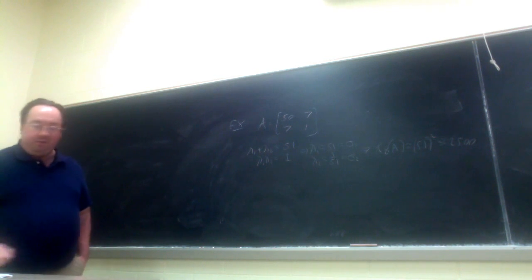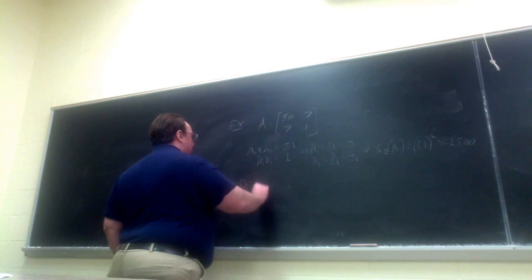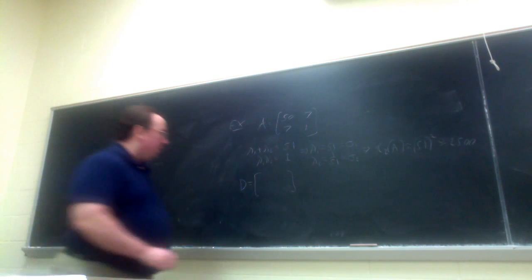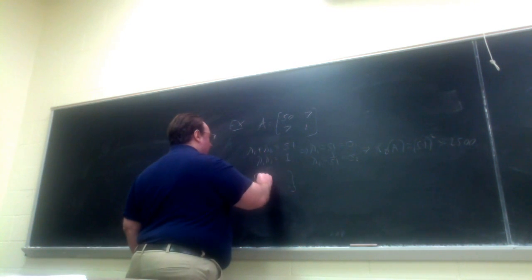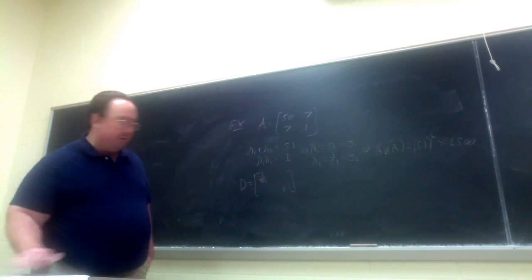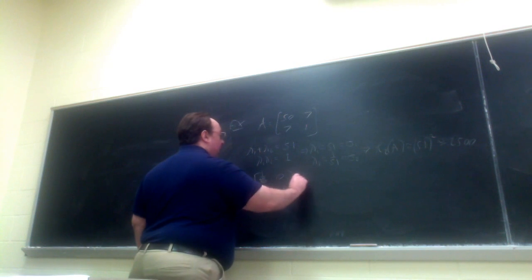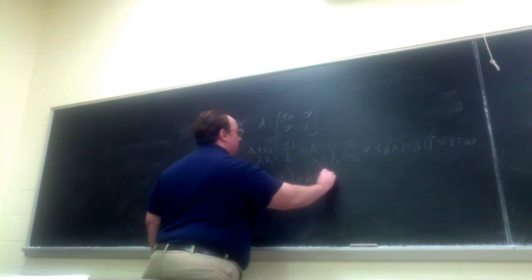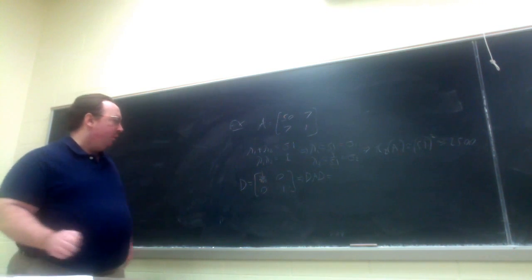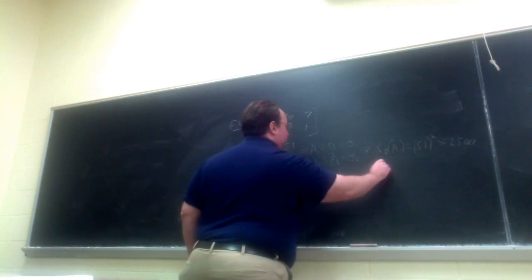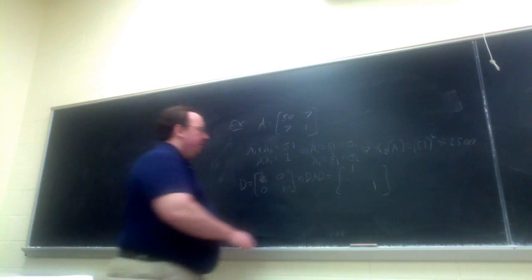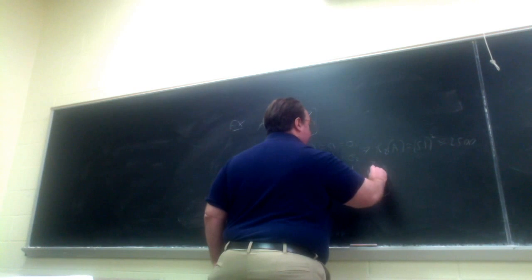Now, what we can do is let D be a diagonal matrix where I have 1 over square root of 50 as the first diagonal element, and 1 for the other diagonal element. When I compute DAD, this has the effect of making both diagonal entries equal to 1. And then the off-diagonal entries are both 7 over square root of 50.